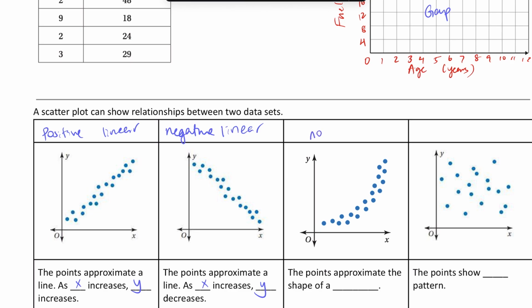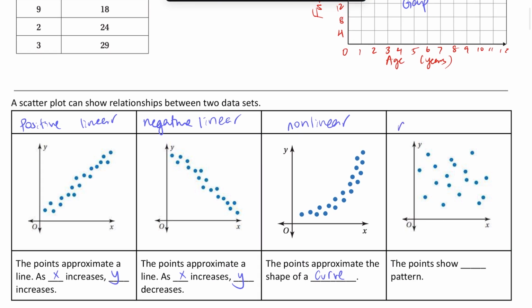This one right here is a non-linear. Why? Because it looks like kind of like a curve, right? So the points approximate the shape of a curve. The last one is what we call a no relationship. Why? Because there's really no pattern, right? There's no pattern in any of the data.